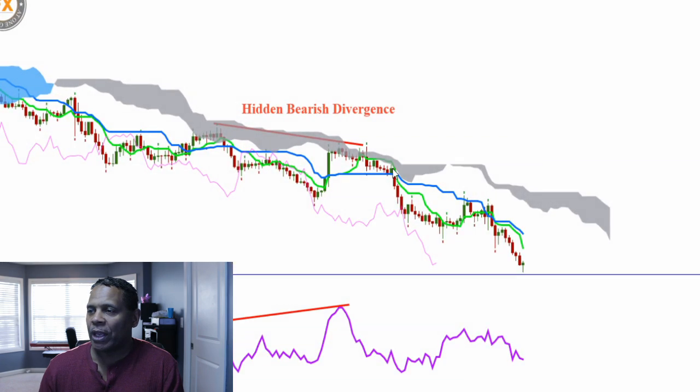And you can see what happened. We got a TK crossover. We got a Kijunsen break right here. Nice entry here, and the market moves to the downside.